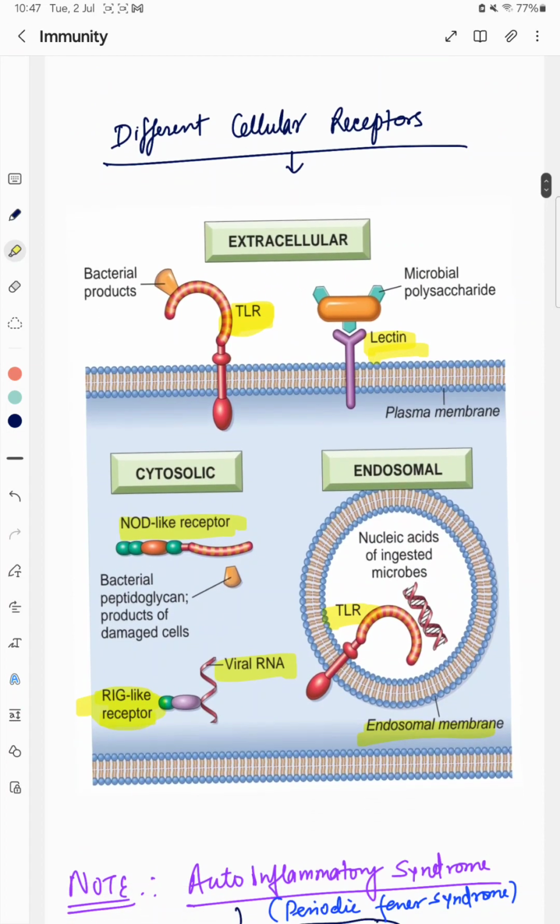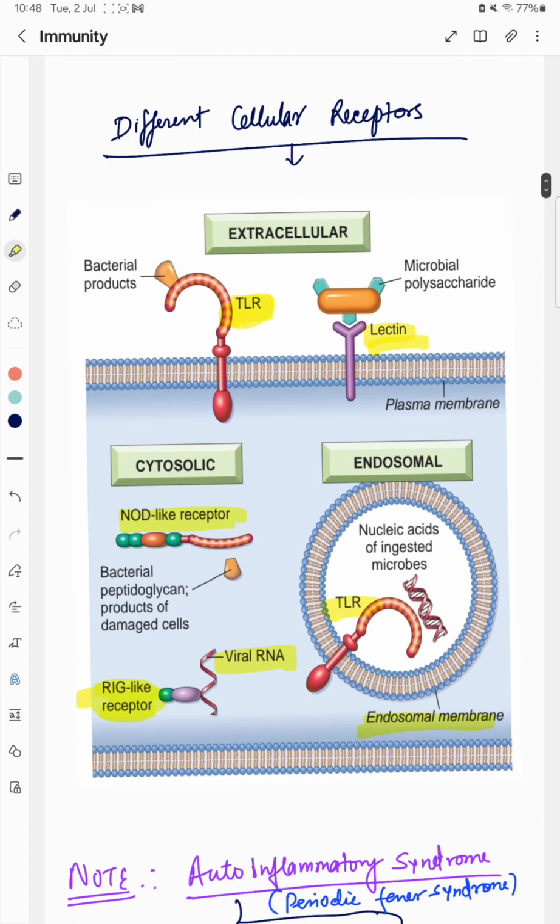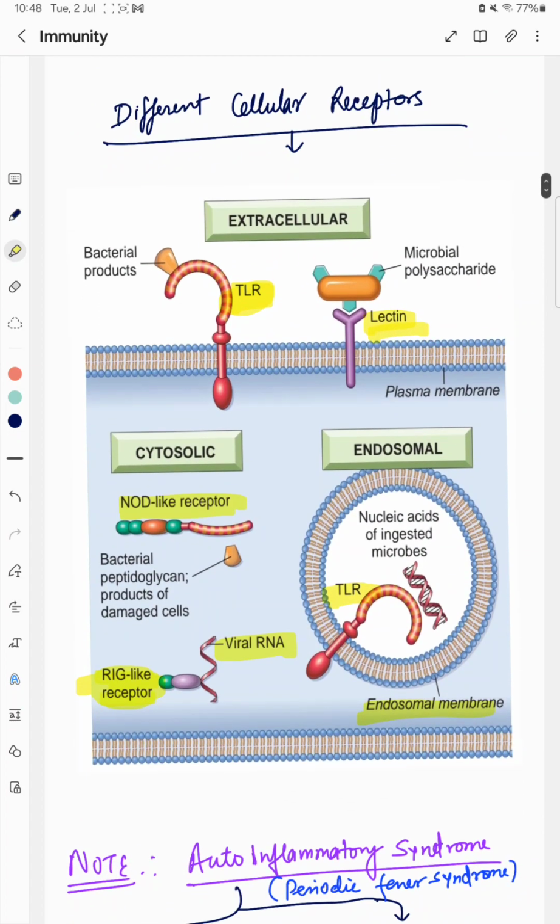Now we will see the different cellular receptors on this diagram. As we can see, toll-like receptors are present on the cell membrane and on the endosomal membrane. Lectins are also cell membrane receptors. NOD-like receptors are cytosolic receptors. RIG-like receptors are also cytosolic receptors. They recognize viral nucleic acids.